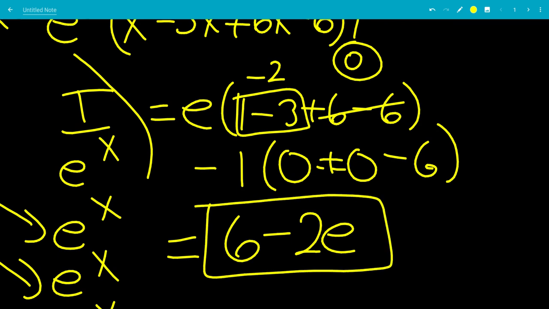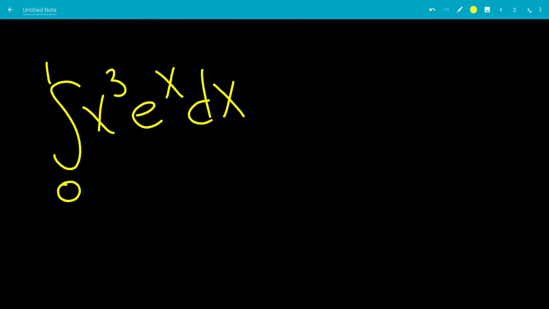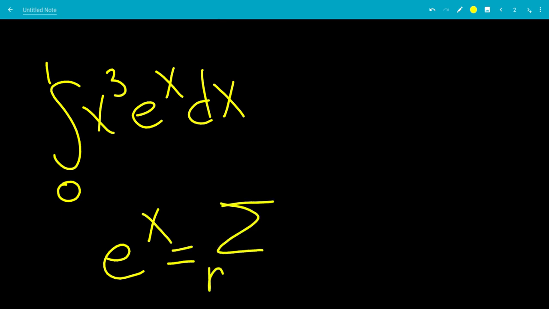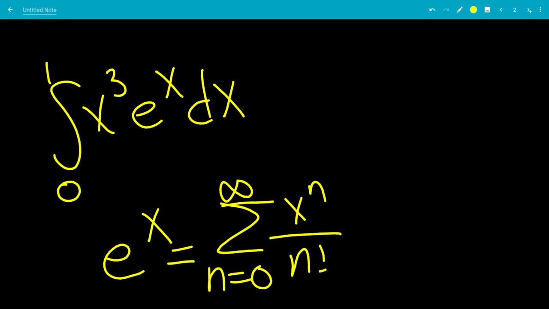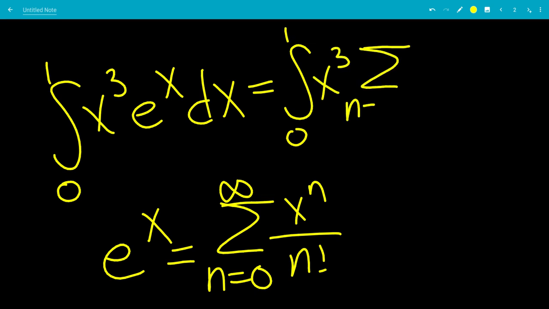So now let's do it another way. We have the integral from 0 to 1 of x cubed times e to the x. We know that e to the x is defined as the power series, the sum from n equals 0 to infinity of x to the n all over n factorial. So let's write the integral as that. We have the integral from 0 to 1 of x cubed times the sum from n equals 0 to infinity of x to the n all over n factorial.